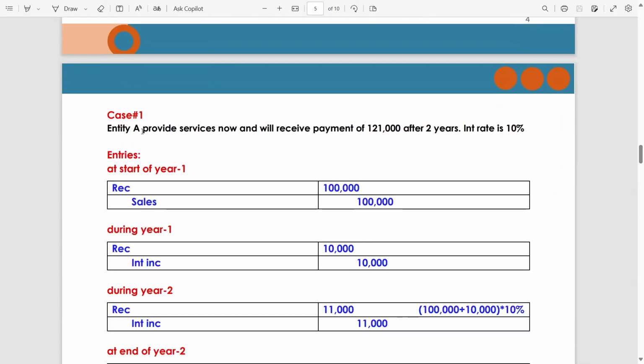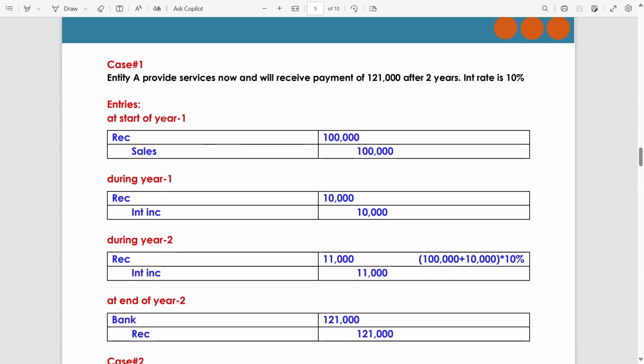There are two cases. Case 1: entity A provides services now and will receive payment of 1,21,000 after 2 years. The interest rate is 10%. Why is there an interest rate? Of course, it's a significant financing component as you will receive the payment after 2 years. After 1 year, the entity starts earning interest on this payment. Now solve this example. In this case, the entity provides services in advance but will receive payment after 2 years. Of course, in these 2 years, entity A will earn some interest income.